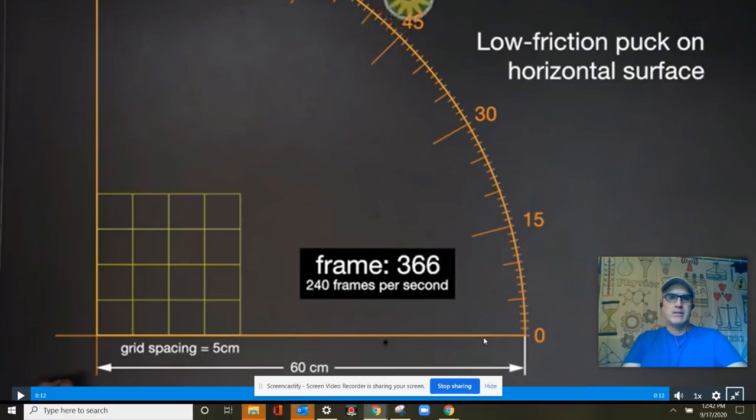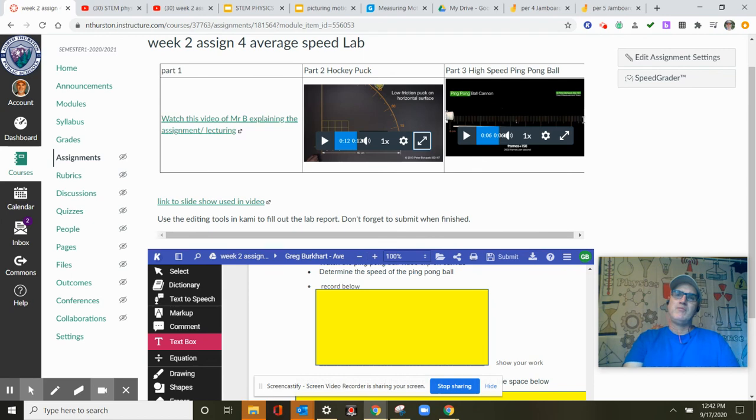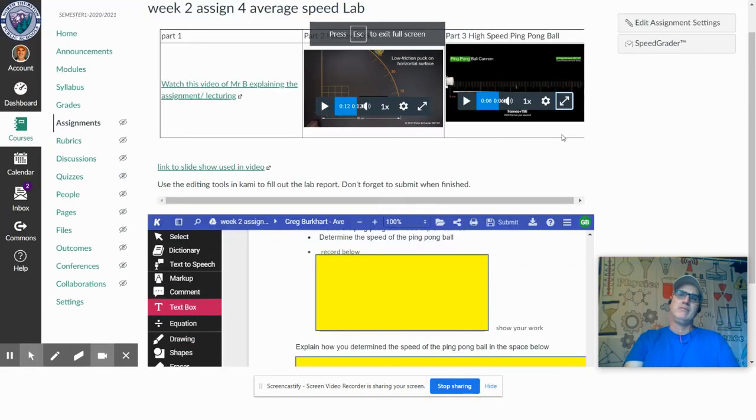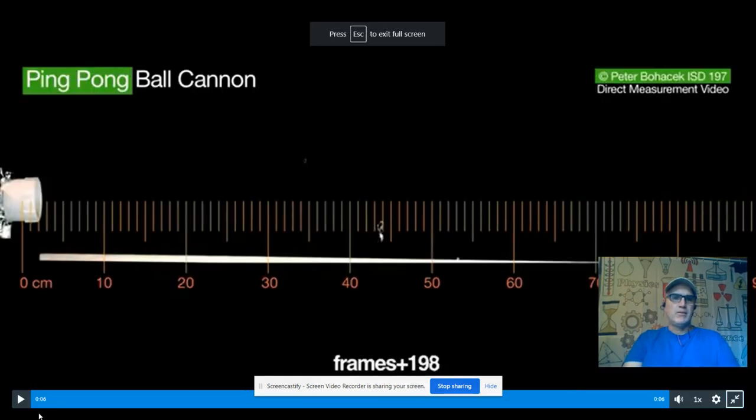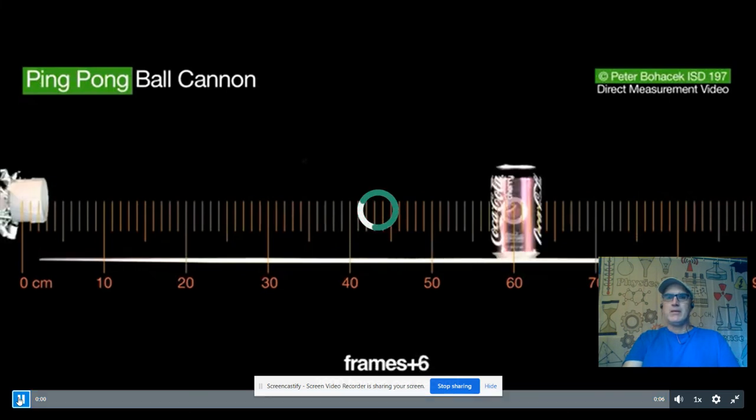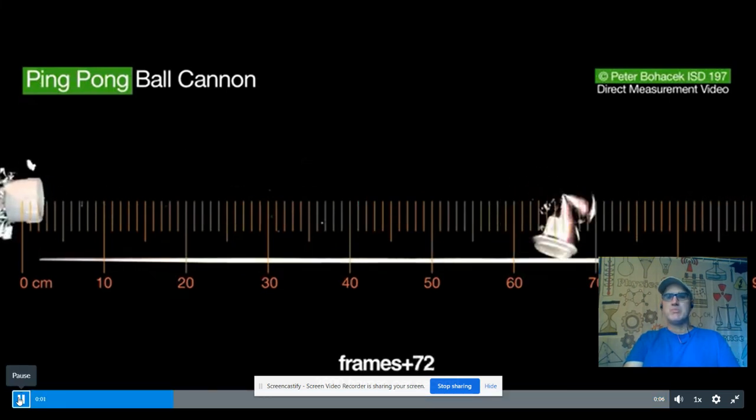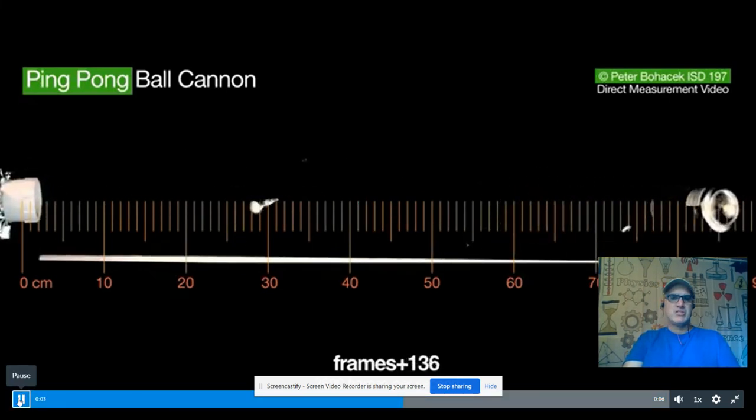All right, so we would do the same thing for this one here. If we play this, we could just say, well, it goes 60 centimeters, boom, and it takes however much time it takes. You might have to put it on slow-mo to figure out how much time it takes.